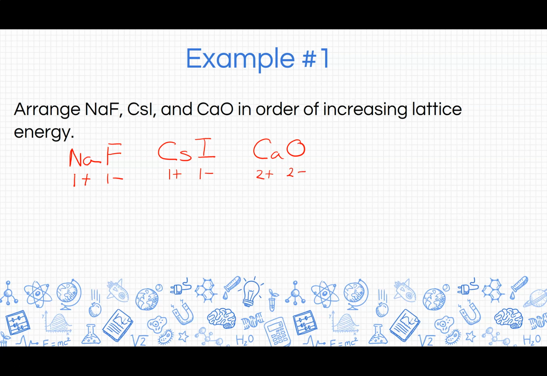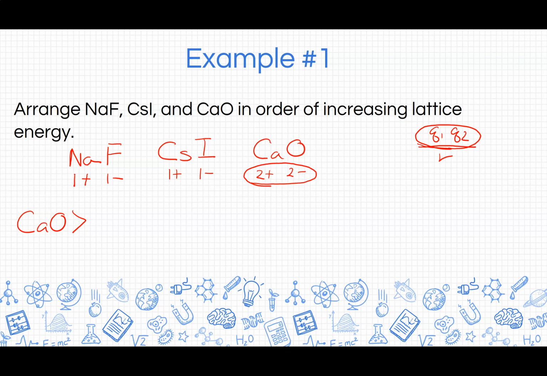So that means I know immediately that calcium oxide has the highest lattice energy, because when I'm thinking about Q1, Q2 over R, Q1 times Q2 for NaF would be 1 times 1, for CsI, 1 times 1, but for CaO, it's going to be 2 times 2. And since calcium oxide has the higher charges, the numerator is going to get larger. So I know calcium oxide is going to have the highest lattice energy. I always look at charges first and see if I can make a differentiation there.